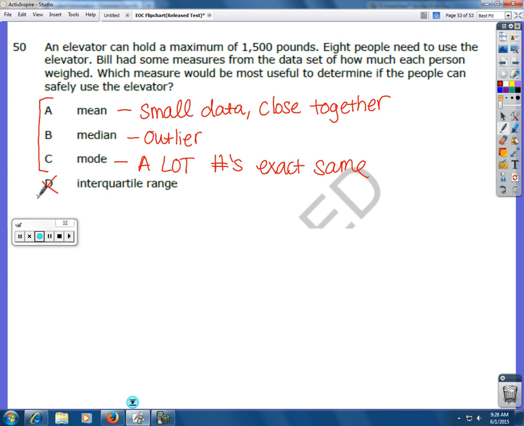If you look at your question, it doesn't give you any information that you have an outlier or something that stands out from the other people. So I would cross out B. It does tell you that you only have 8 people. That's actually a pretty small data set, so that would make me lean more towards mean. You also don't have any information that these people are the exact same weight, so I would cross out C as well. This is kind of a confusing and tough question, but at this point I think the best answer that we could choose would be A.